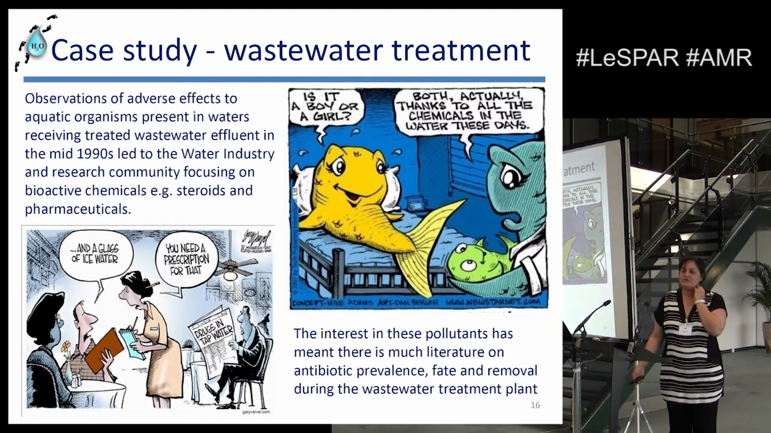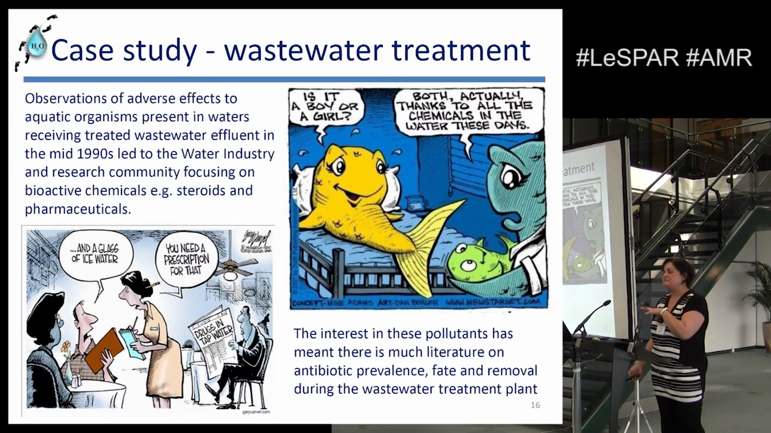So if you look at wastewater treatment plants, back in the mid-90s, they started seeing these things about dodgy fish and cancer, and they were genetically male, but they had female physiology and beta-gelatin and things like that. And this prompted the water industry and therefore the research community to start looking at why this is the case. And it started with steroids and certain industrial chemicals, which have since been banned, and it's moved on to pharmaceuticals.